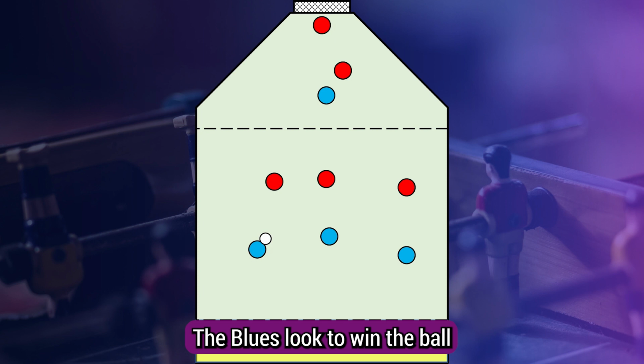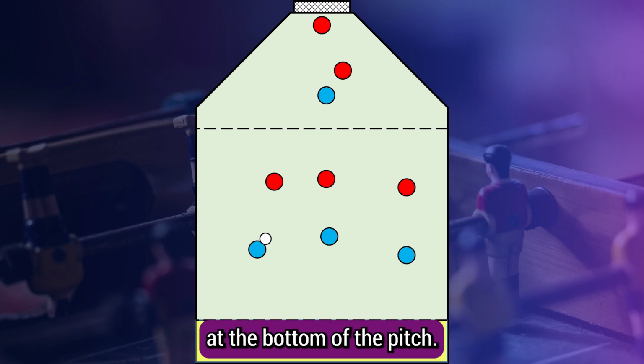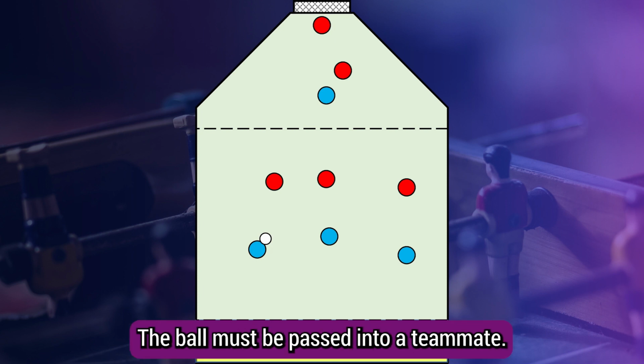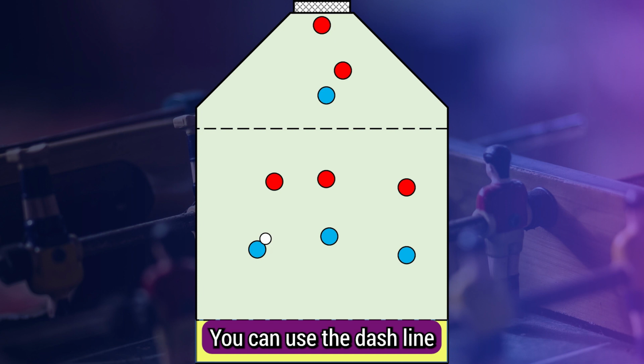The blues look to win the ball and score in the yellow end zone at the bottom of the pitch. The reds look to score in the goal at the top, but cannot dribble into the target zone. The ball must be passed into a teammate. You can use the dashed line as an offside line, requiring the reds to arrive in the end zone as the ball arrives, if you wish to make it more challenging for them.